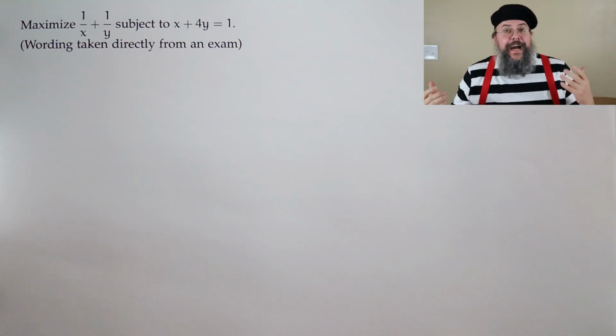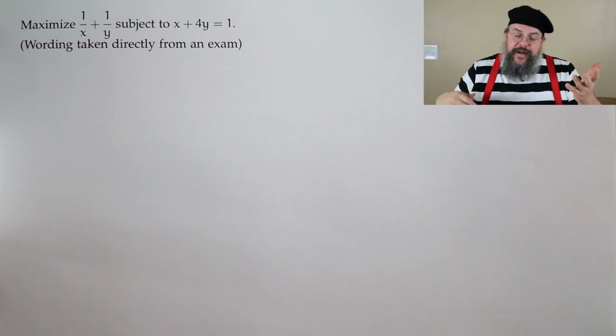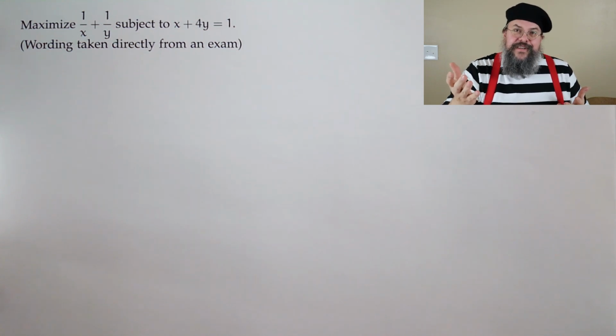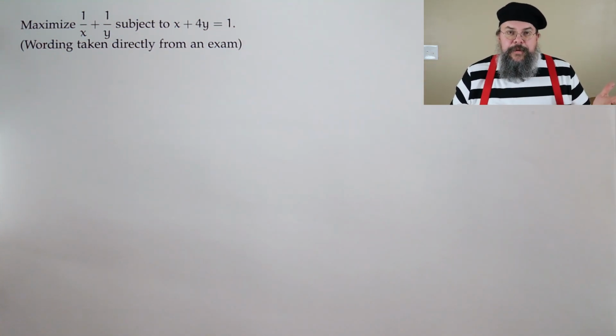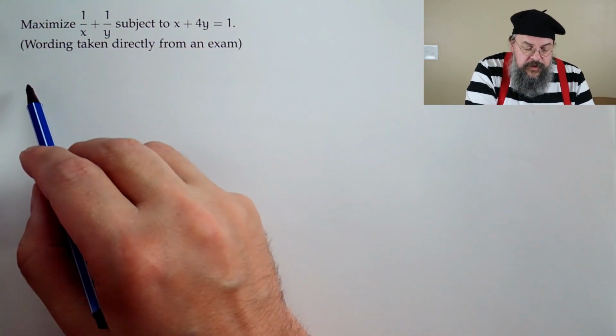So we look at this and say, okay, I'm optimizing because I see the word maximize. There's a subject to, which means there's a constraint. Lagrange multipliers. All right, perfect. I'm happy with that. And let's just go ahead and work through the process.